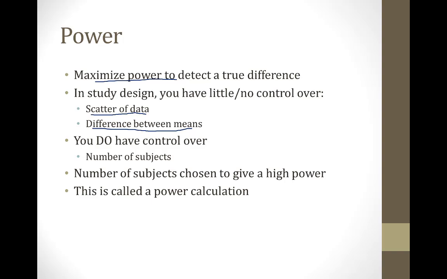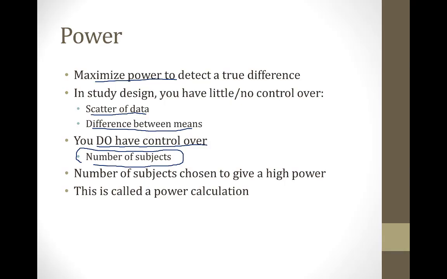Think about our experiment on MIzyme. The MIzyme levels are going to be what they are in normal subjects, and in heart attack patients, you don't really have control over where the means lie and how much the data is scattered. You do, however, have control over the number of subjects. You can decide ahead of time how many people you are going to sample.